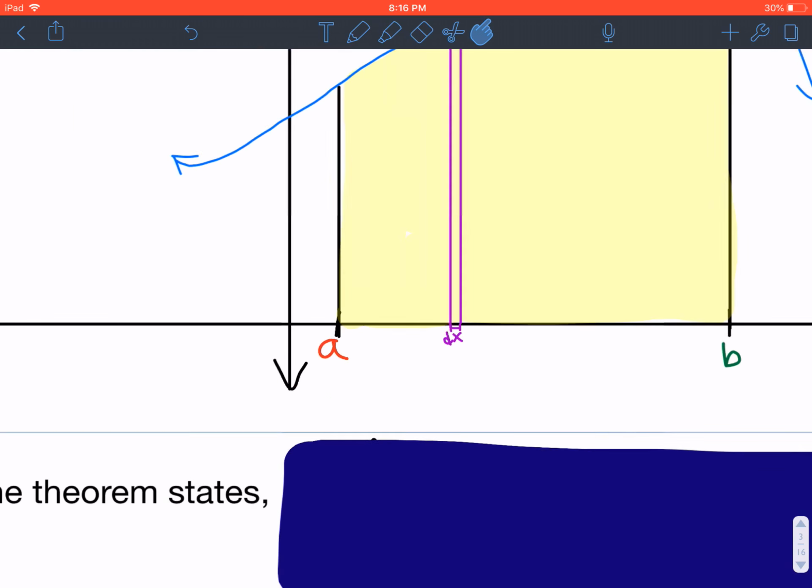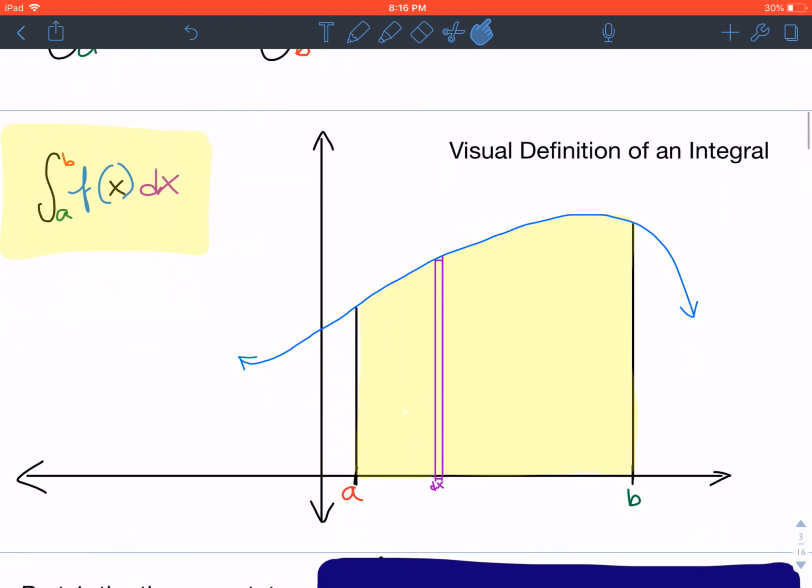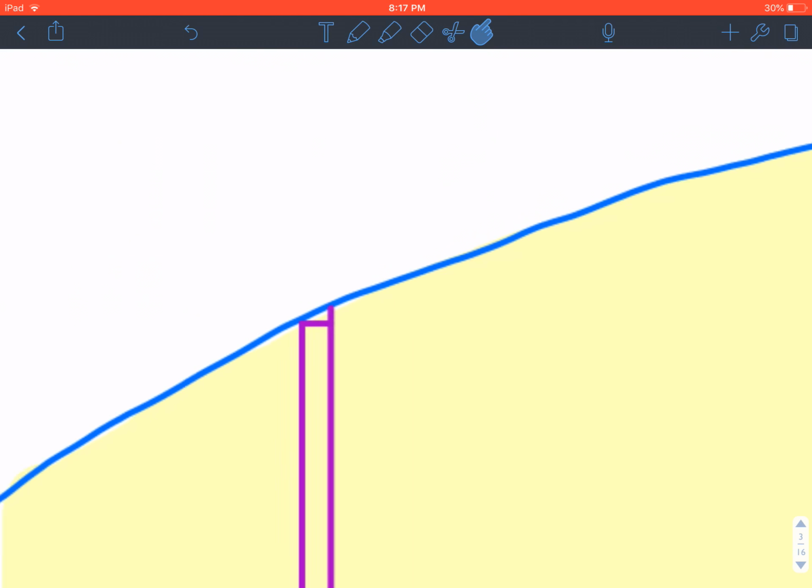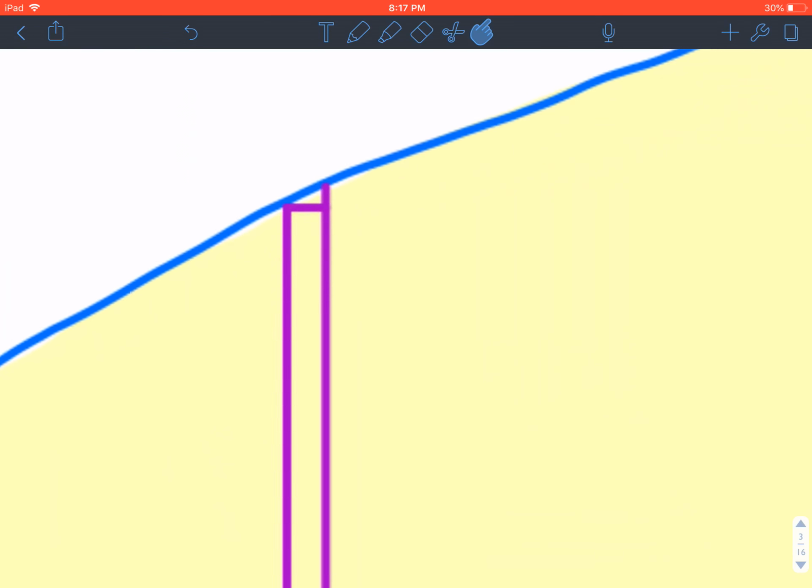I drew it bigger here so we can visualize it better, but the way it works is, from a to b, these two values down at the bottom, you multiply the height of the function, f of x, by this infinitely small width dx to make these sort of rectangles.